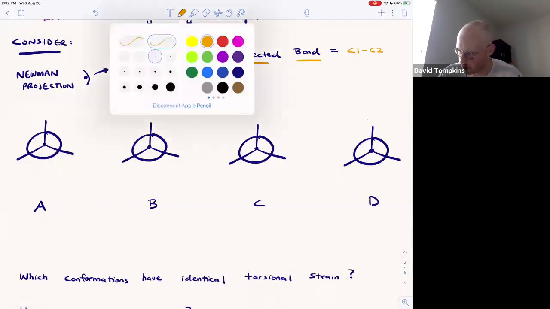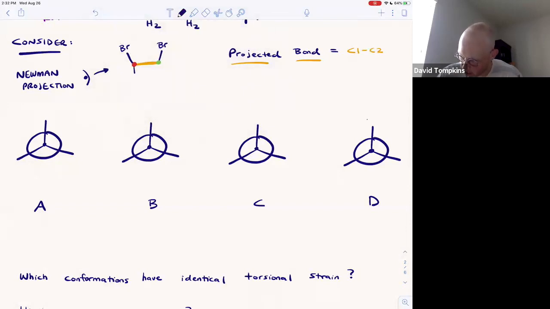Now, because each of these carbons is sp3 hybridized, they have 4 sigma bonds and are tetrahedral. So one hydrogen comes out of the plane as a wedge, and the other goes into the plane as a dash at each carbon atom.